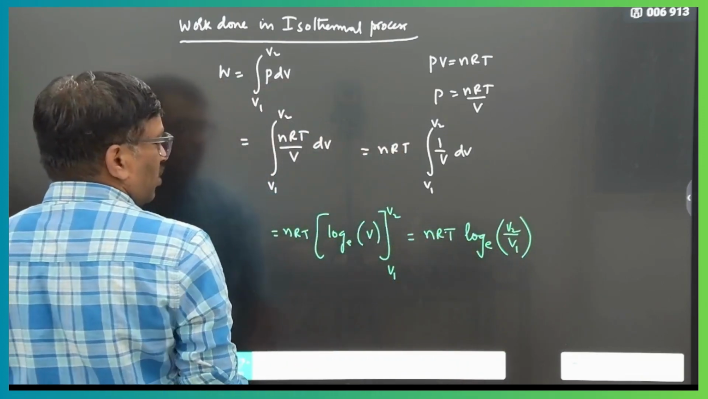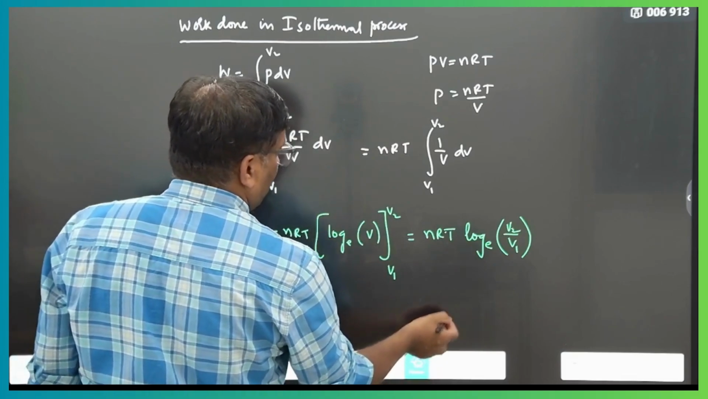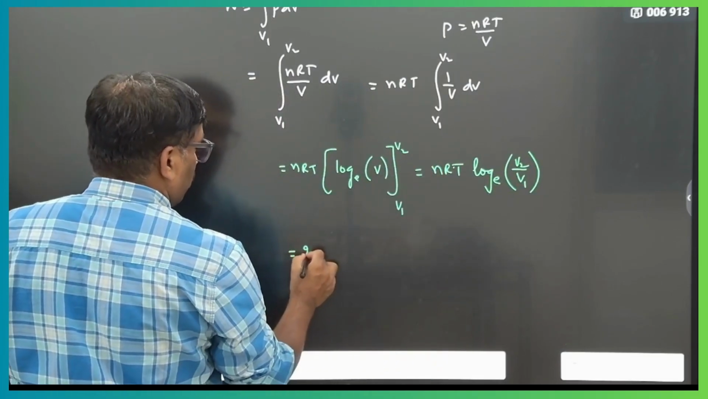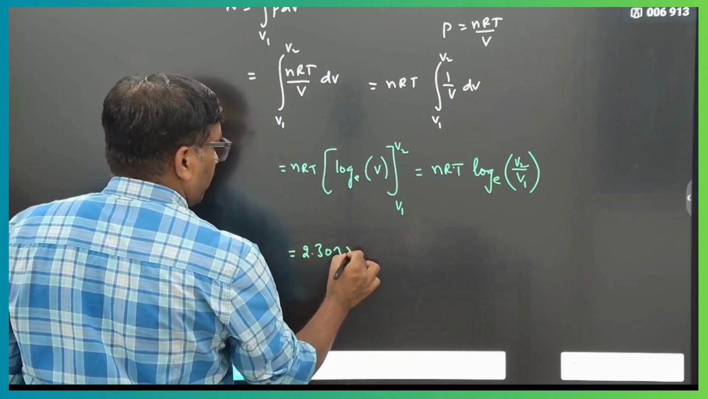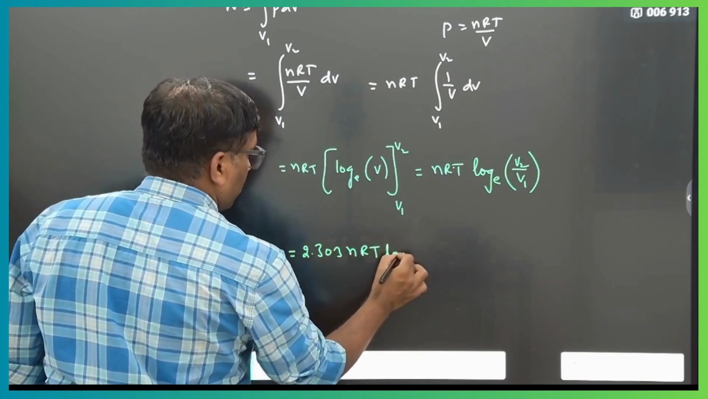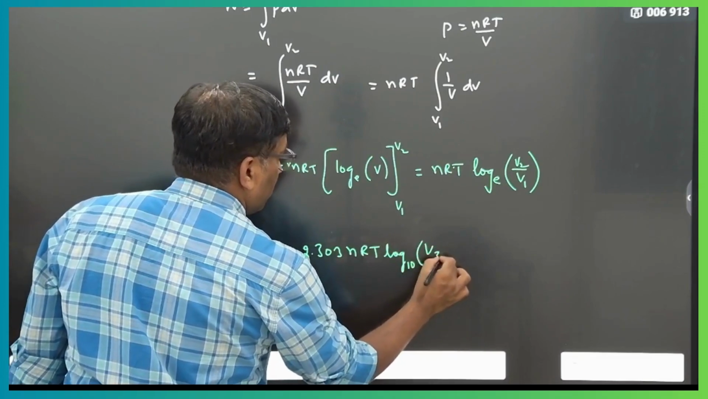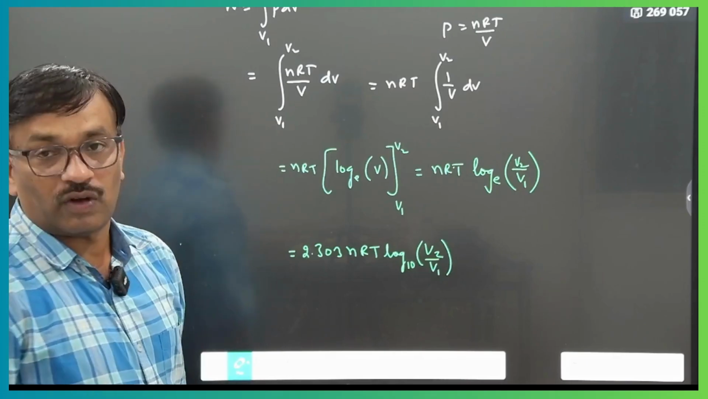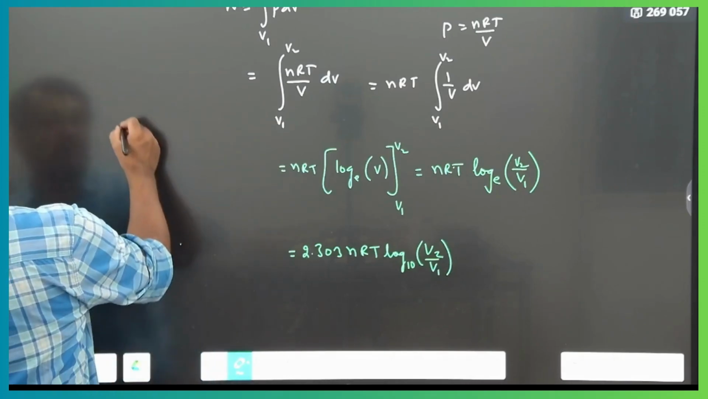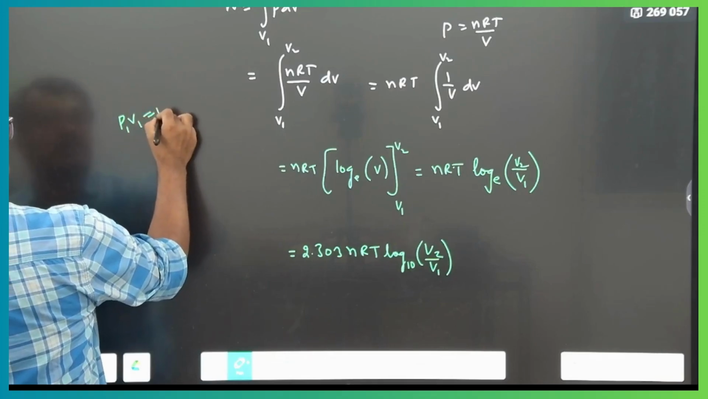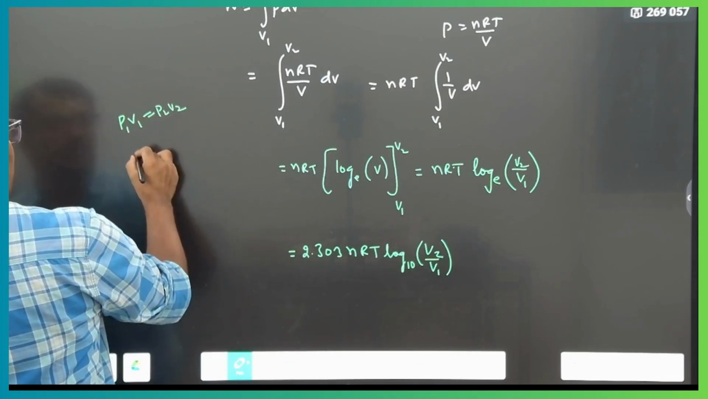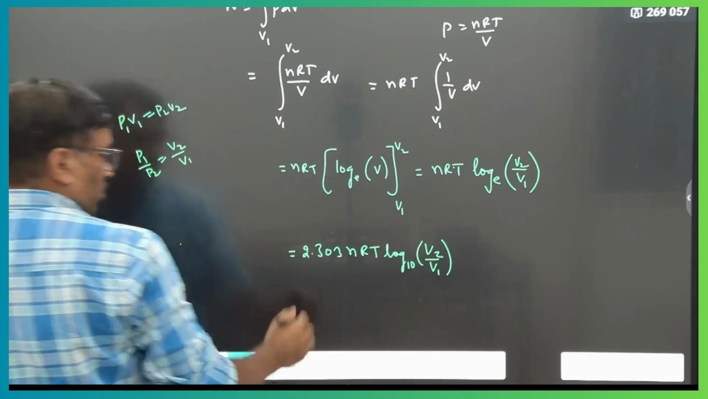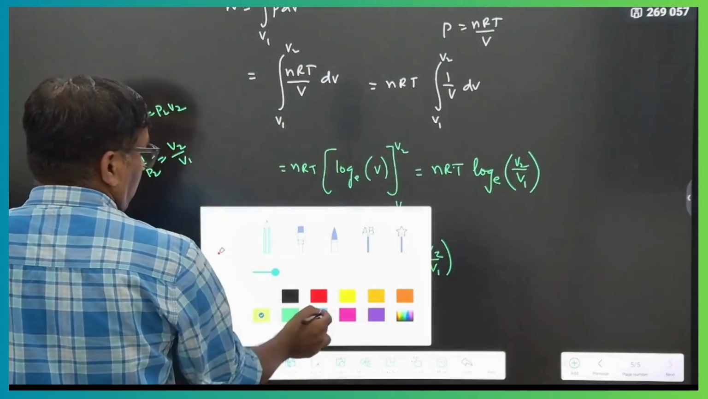We will not use base e many times, so we will convert to base 10. So here you can write it as 2.303 nRT into log base 10 of V2 by V1, final volume by initial volume. Even we can write Boyle's law. What is the equation? P1 V1 is equal to P2 V2. Therefore P1 by P2 is equal to V2 by V1. So you can rewrite it as one more formula.